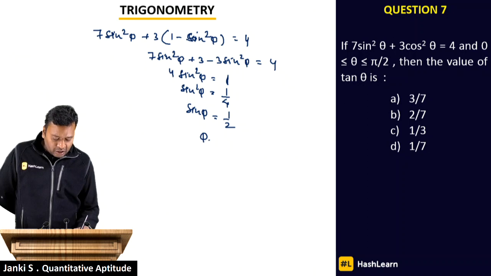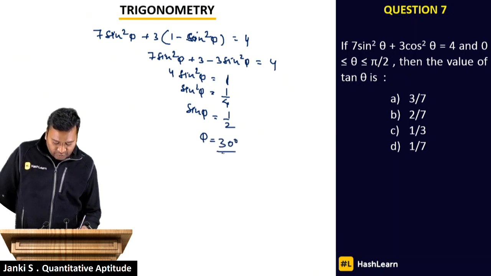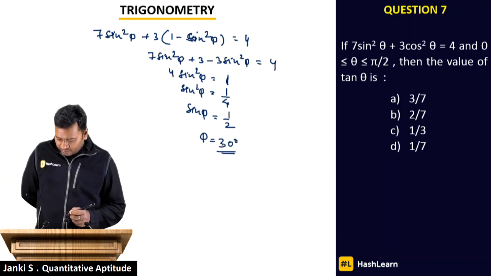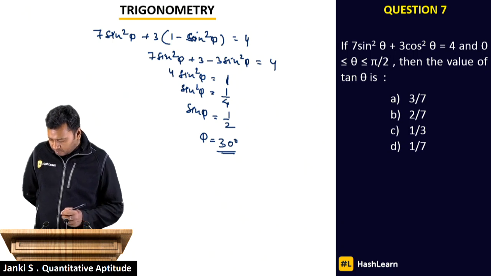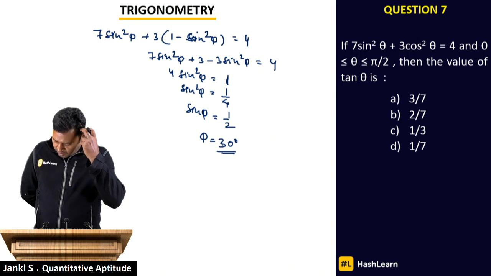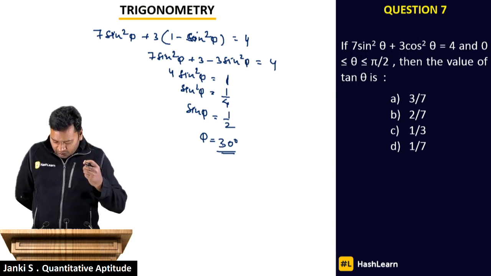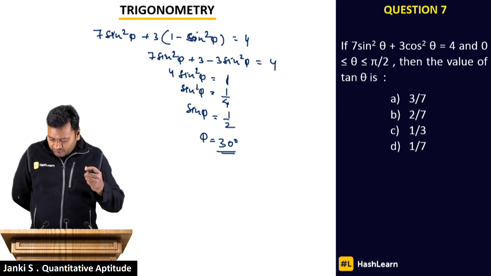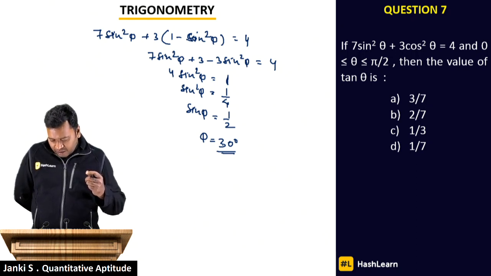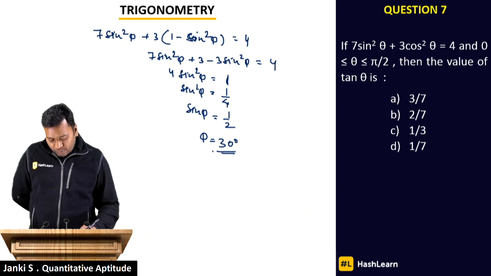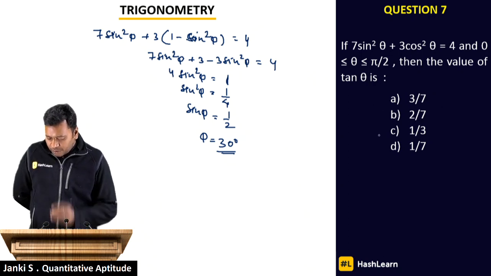So that means theta is how much? 30 degree. If theta is 30 degree, so if theta is 30 degree in this case, right? Then find out the value of tan theta in this case. Now the problem in this case is, if I go by this, none of the options will match, right?